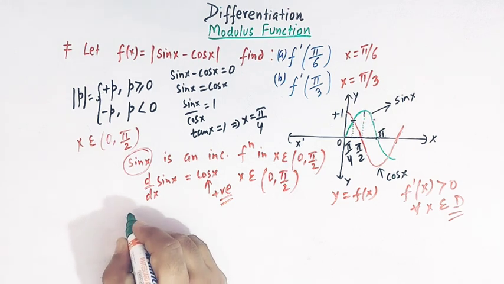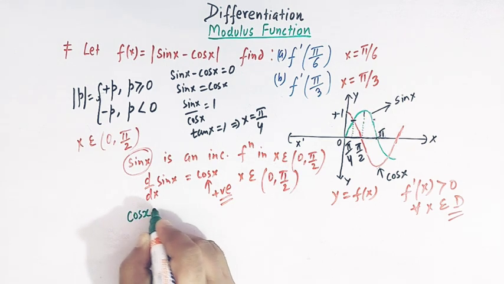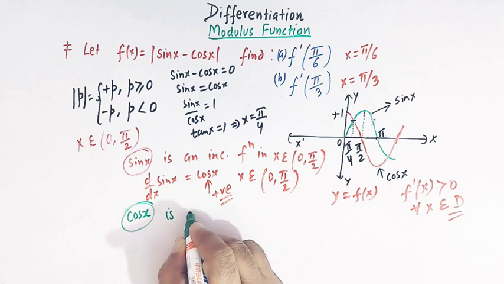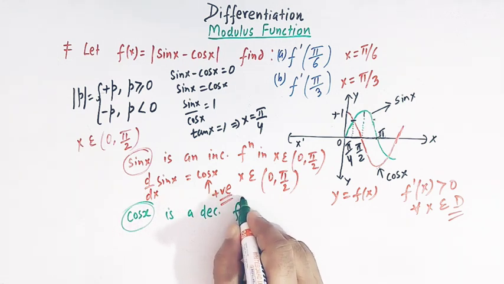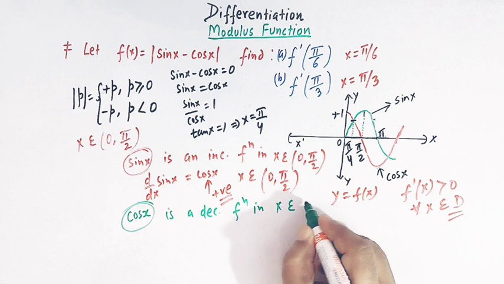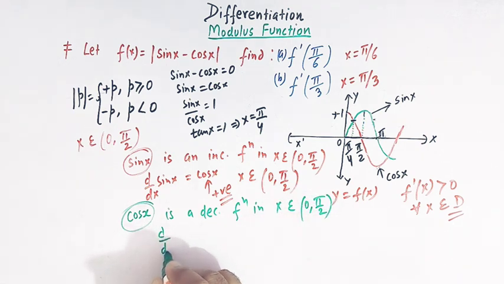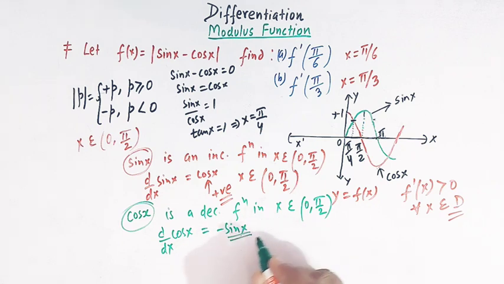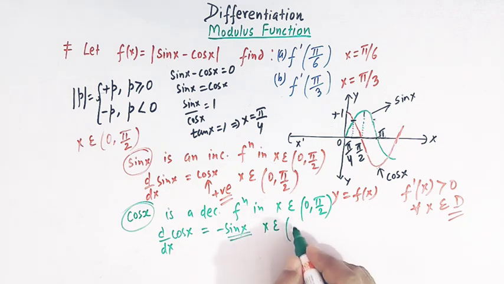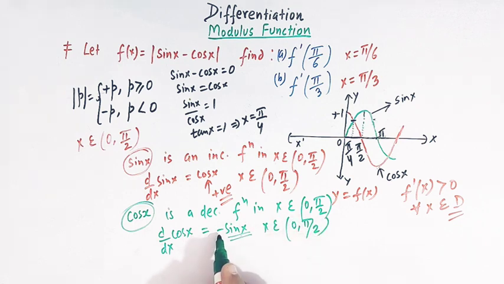Now similarly we can see that the cosine function is a decreasing function in the interval 0 to pi by 2, right? Because see the derivative of cosine x. The derivative of cosine x is negative of sine x. And we know that sine x is positive when x belongs to 0 to pi by 2. But here we have negative of sine x. So negative of sine x is negative quantity when x belongs to 0 to pi by 2.